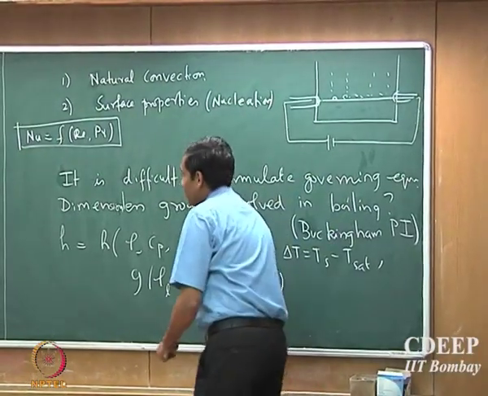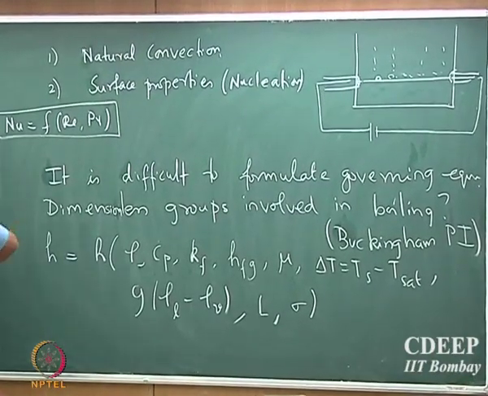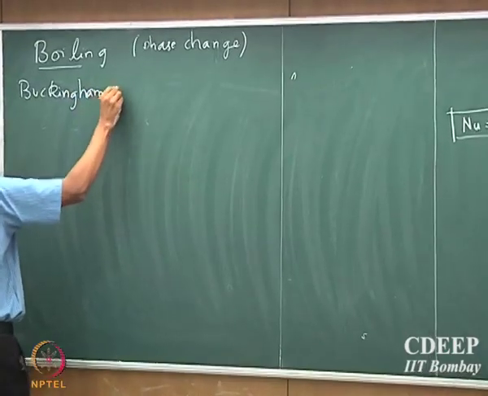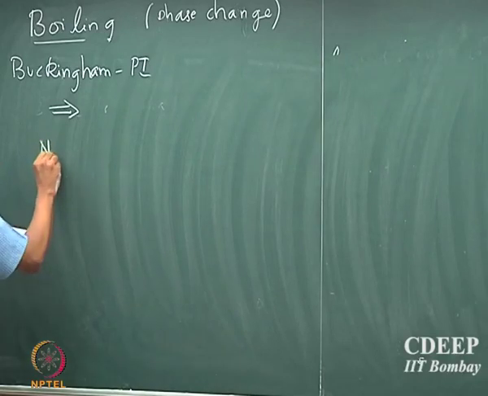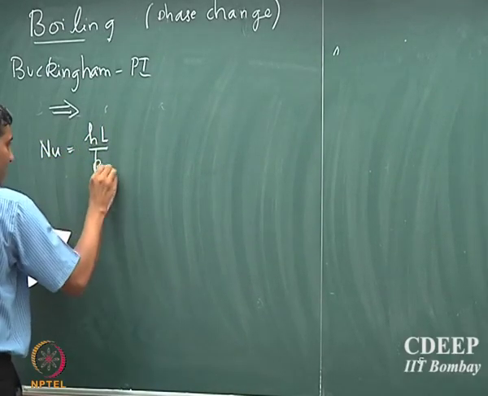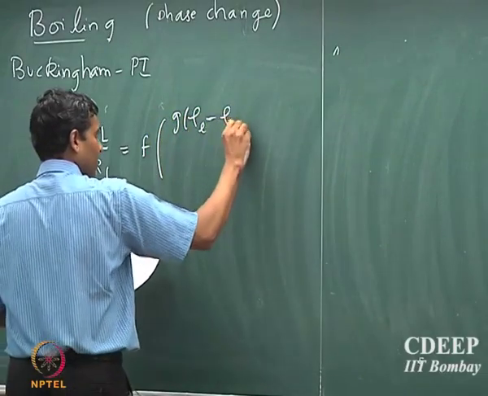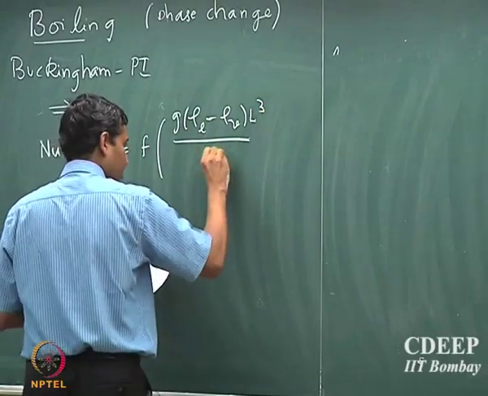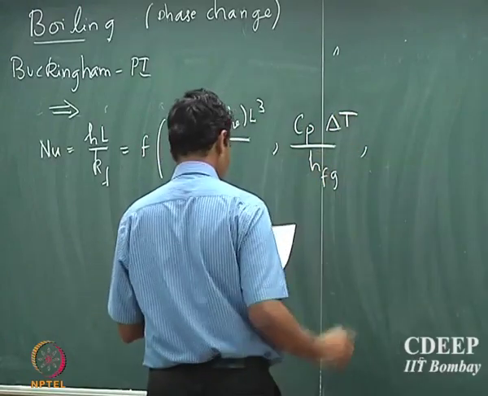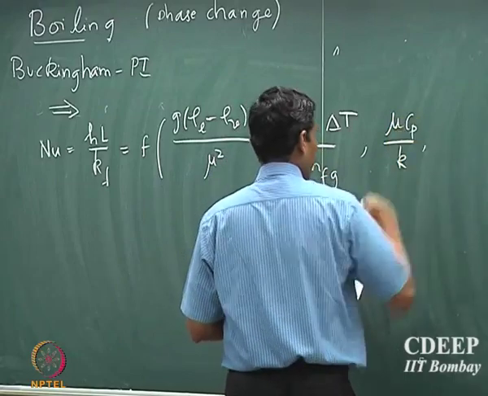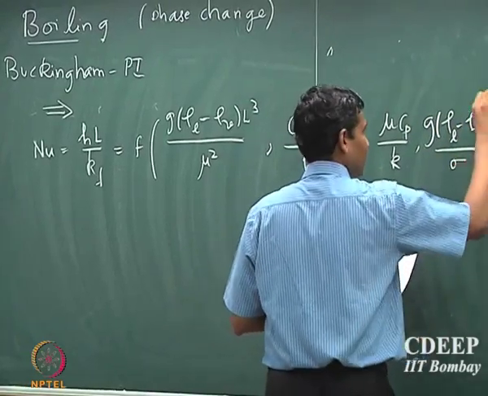Alright, I won't go into the details of Buckingham pi because that has been covered in your fluid mechanics class. If you use the Buckingham pi theorem, you will get 5 dimensionless groups. That will be the Nusselt number equal to hL by k_f, and that will be a function of g rho_l (rho_l minus rho_v) L cubed by mu squared, Cp delta T by h_fg, and mu Cp by k, which is the Prandtl number, and g (rho_l minus rho_v) L squared by sigma.